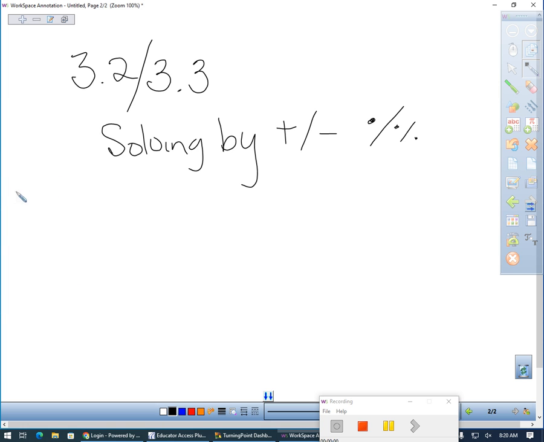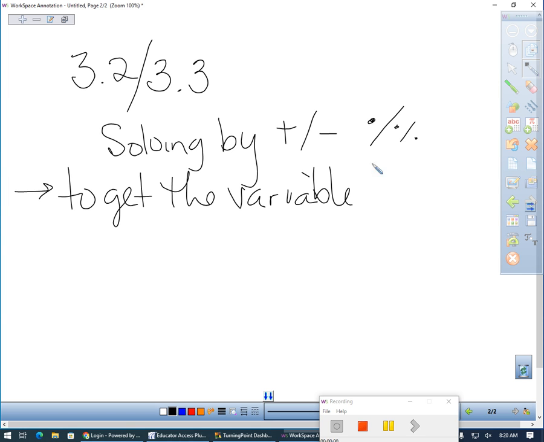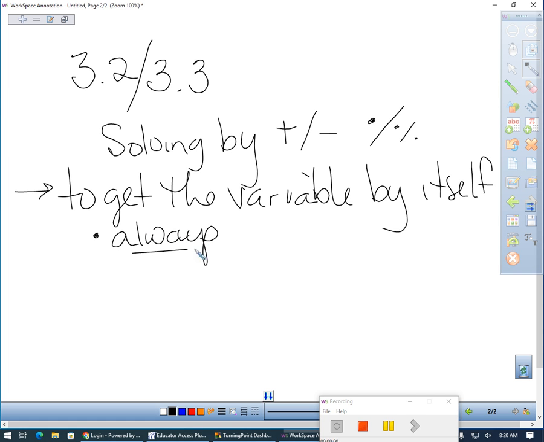So our goal is to get the variable by itself, or isolated. We are going to look at different ways we can write it, but remember, we always want our variable to finish on the left.